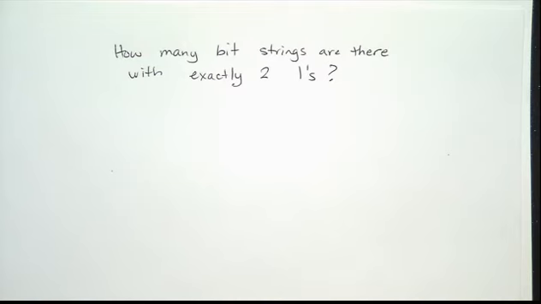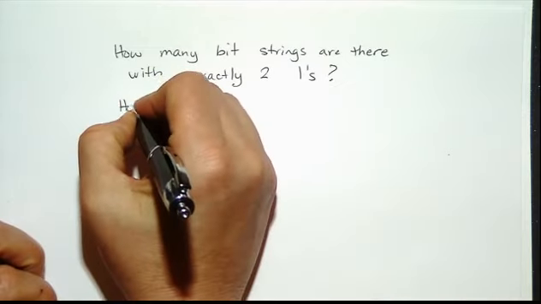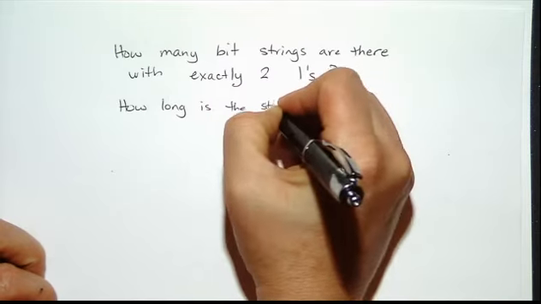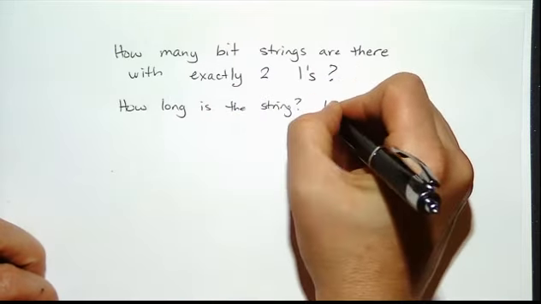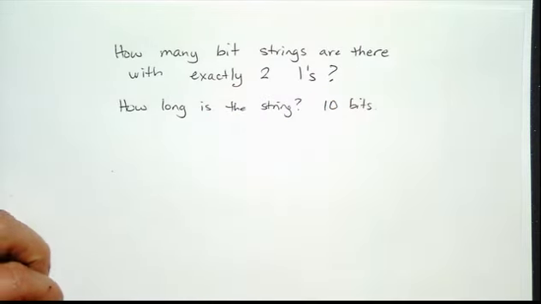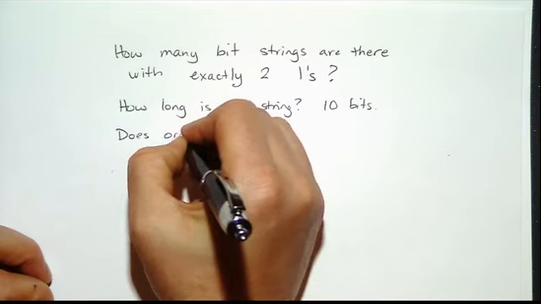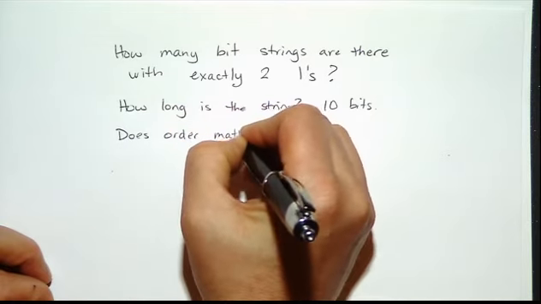So, how many bit strings are there with exactly 2 ones? What other questions do we need to know? How long is the string? Let's say it's 10 bits. Does order matter? How do you know?